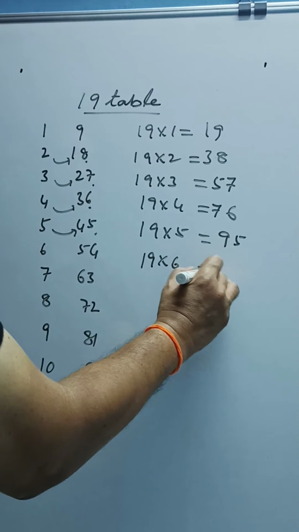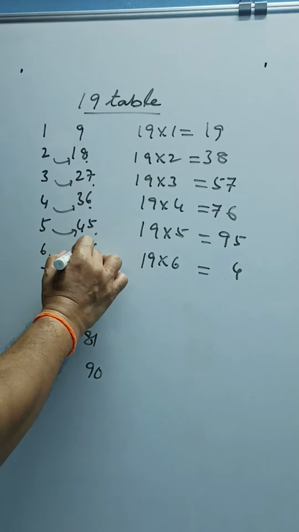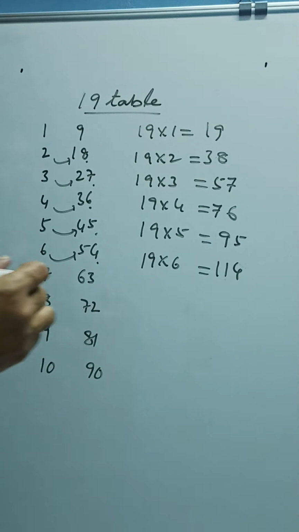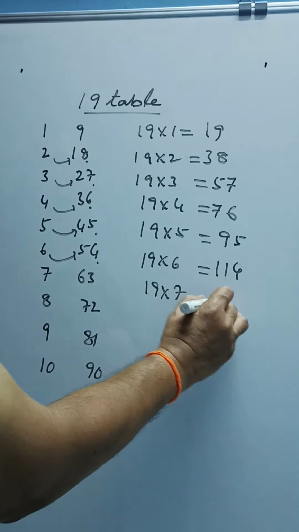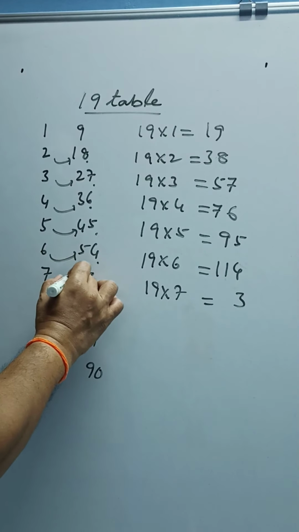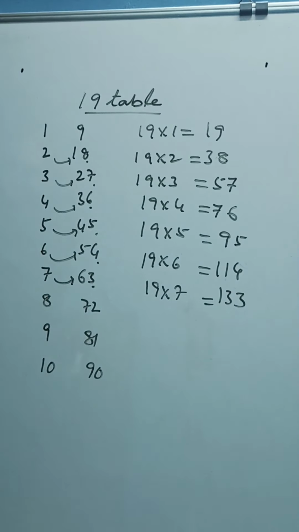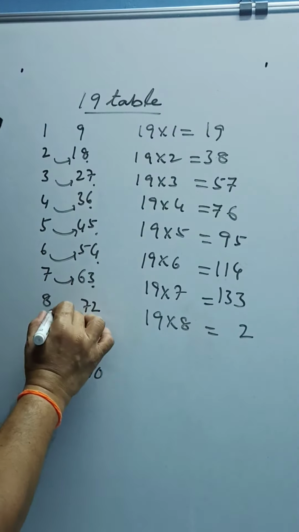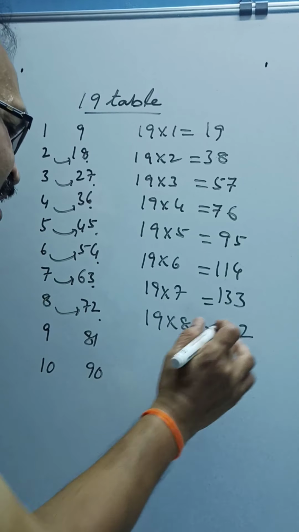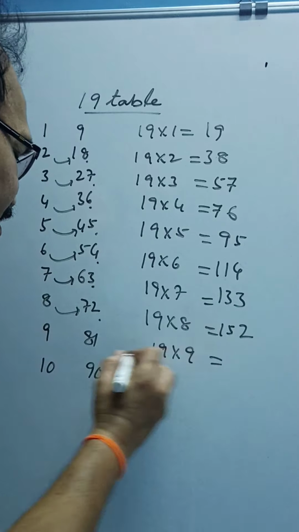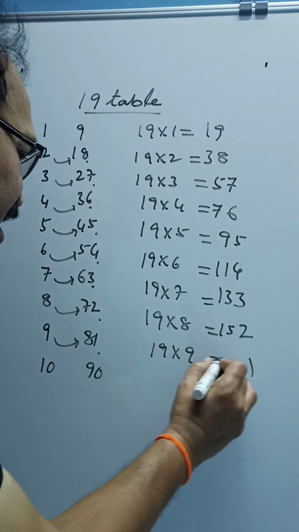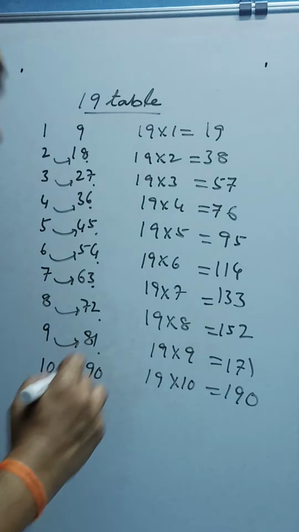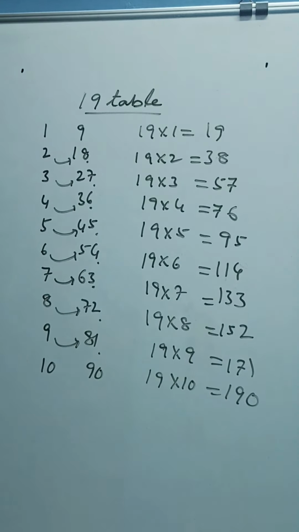19 sixes are 4 in the ones place, 6 plus 5 is equal to 11. And 19 sevens are 3 in the ones place, 7 plus 6, 13, 19 sevens are 133. 19 eights are 2 and 8 plus 7 is equal to 15, 19 eights are 152. 19 nines are 1 in the ones place, 9 plus 8 is equal to 17, 171. 19 tens are 190. Likewise, 11 to 19 table, easily we can understand.